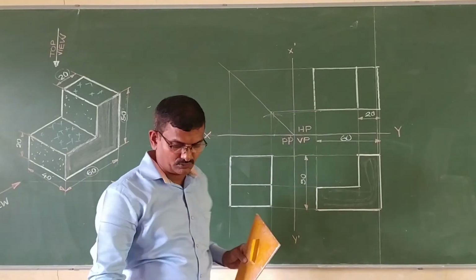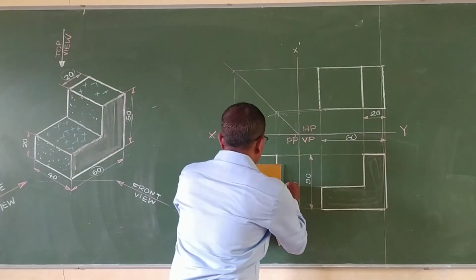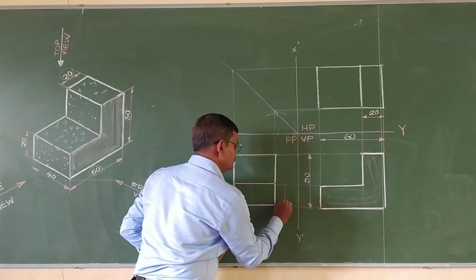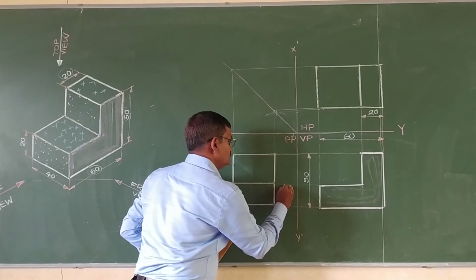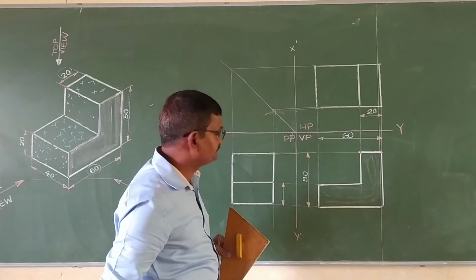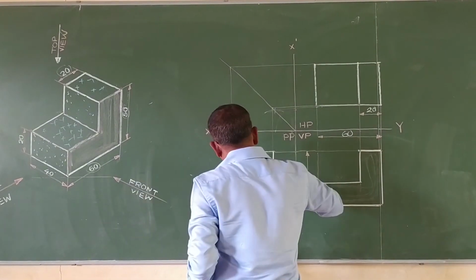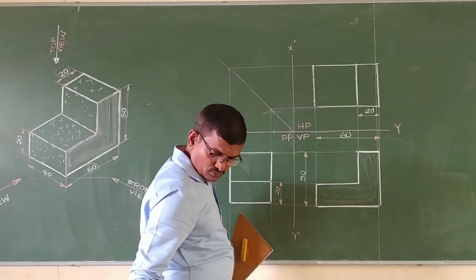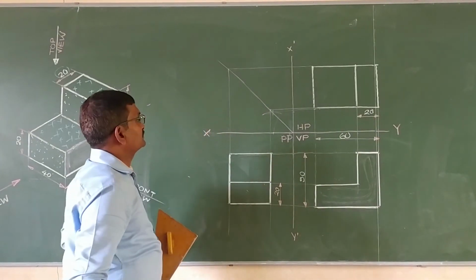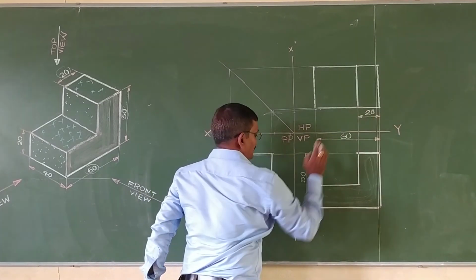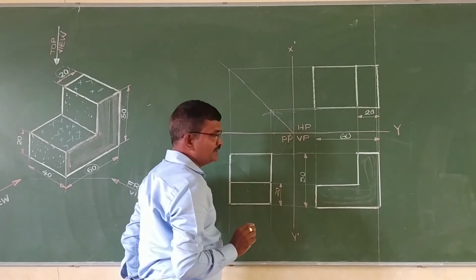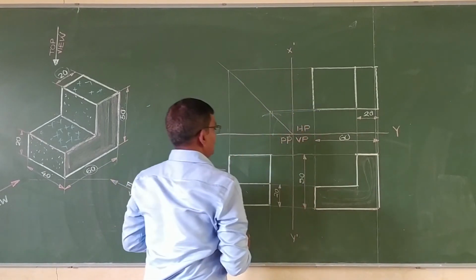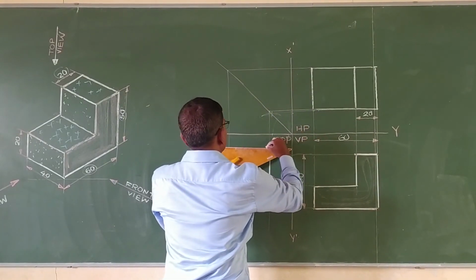And another step. There are two steps. You have to write the dimension. It is height 20. One more dimension we have to indicate. Here length, height and width. Width may be indicated in the side view or top view. Any one place we have to represent.